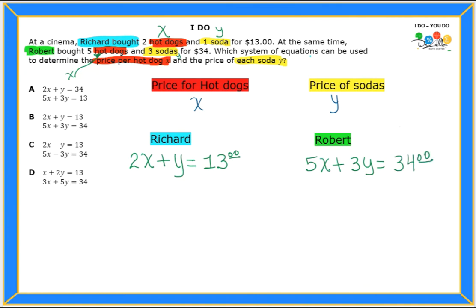Okay? So now the next thing for us to do is look at the answer choices to see if we can find the matching system of equations. So we can see that the answer choice that matches my problem is actually letter B, yes.